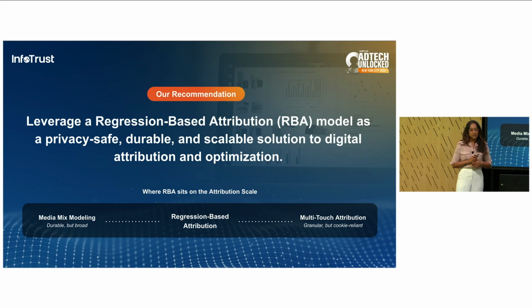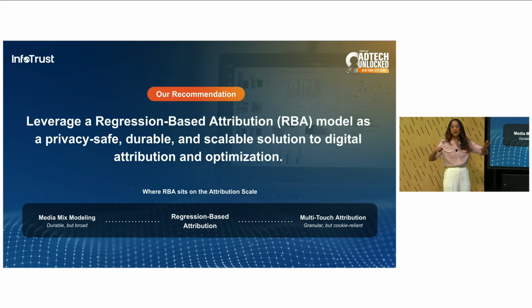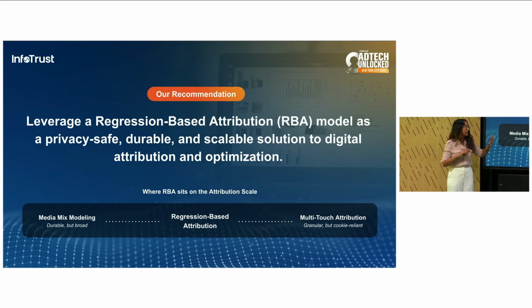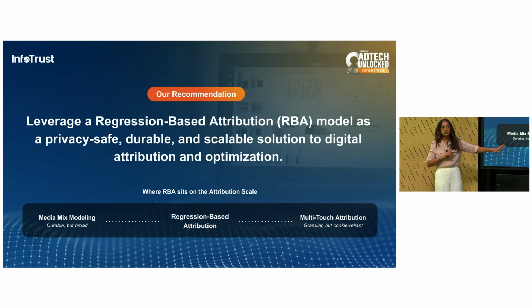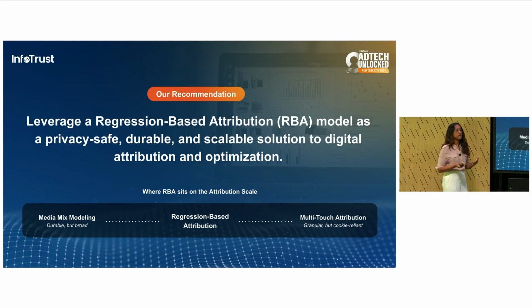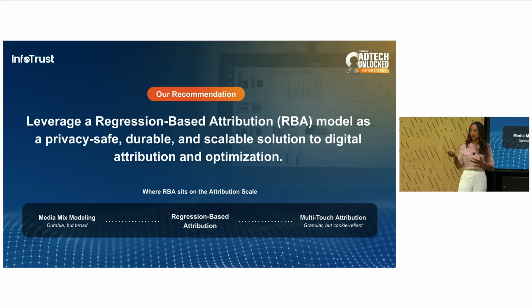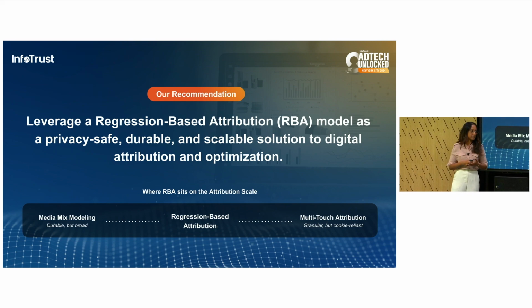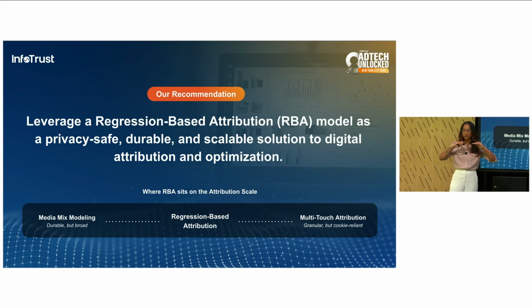And it's a solution specifically to digital attribution and optimization. Now, as you can see over here, in the spectrum of attribution, you have multi-touch attribution, which is great, but it's also cookie-based. And we all know that, due to privacy changes in regulations, this is really not a durable solution. And on the other end of the spectrum, you have media mix modeling, which is also great because it takes into account both offline and online media. However, it looks at everything at a macro level.